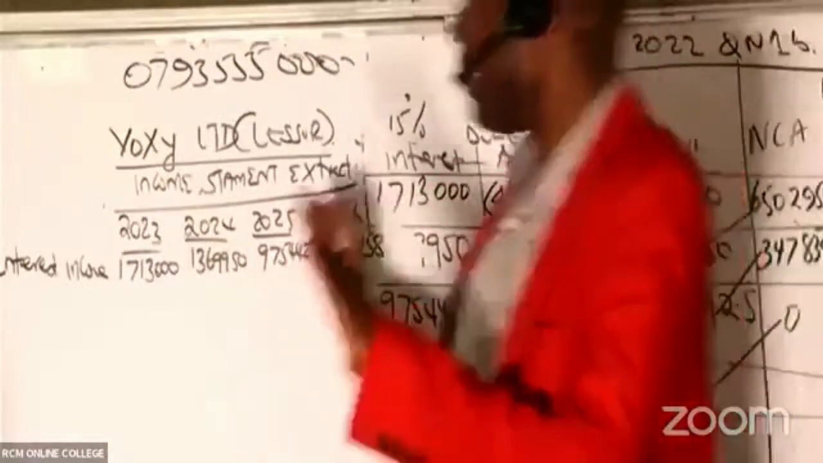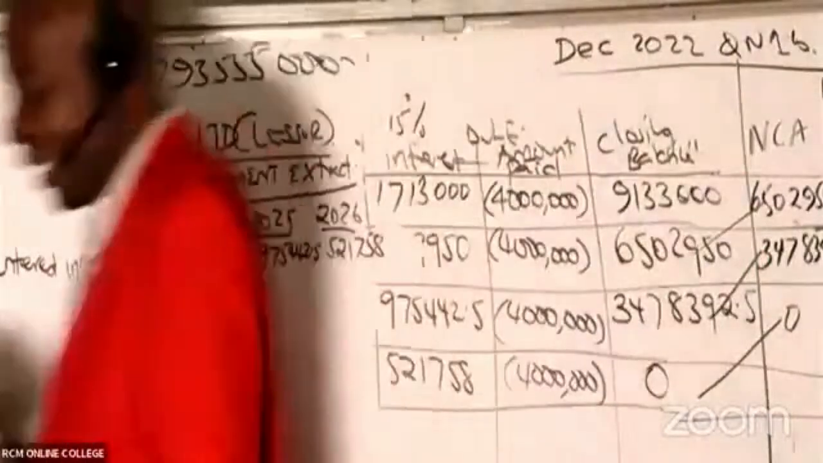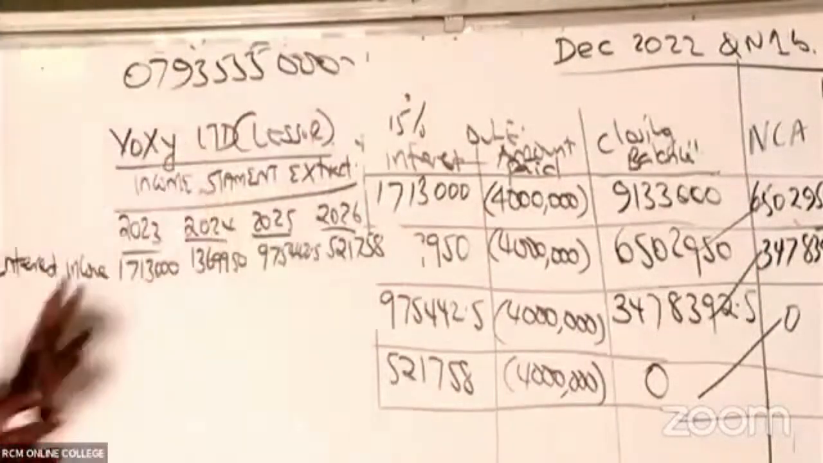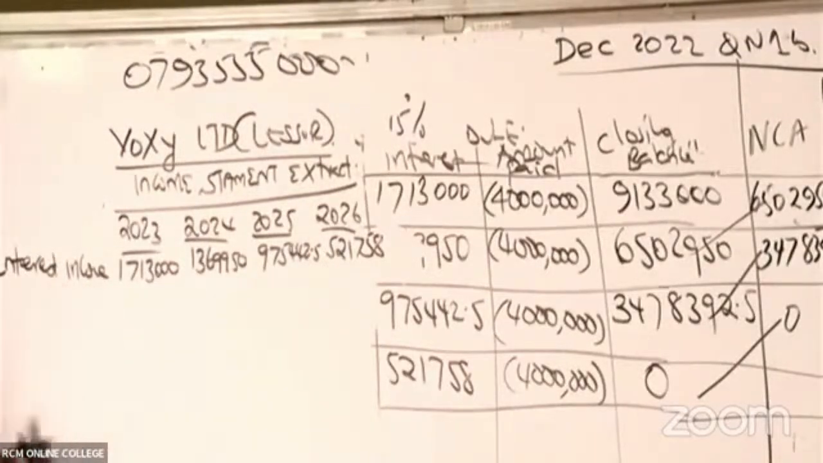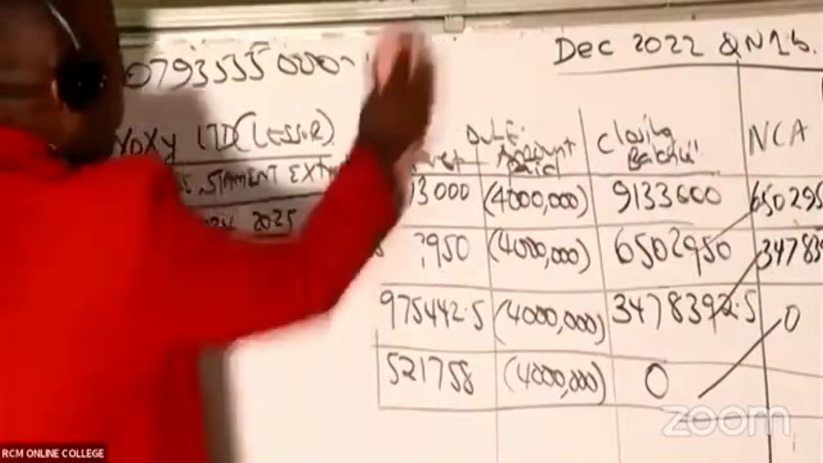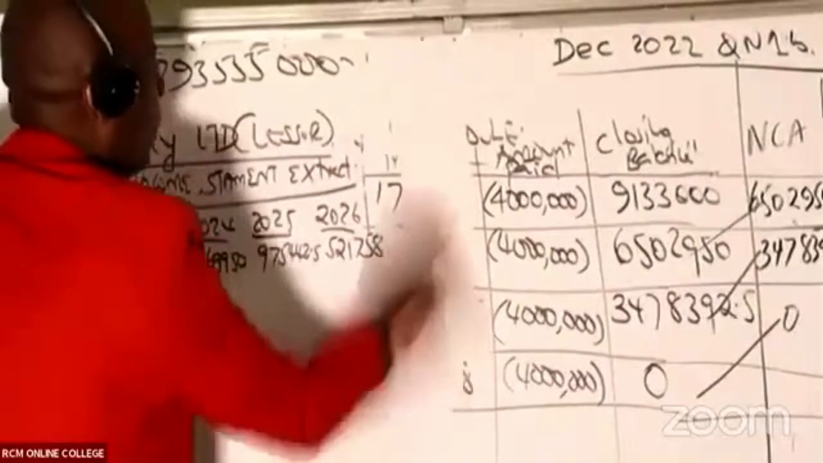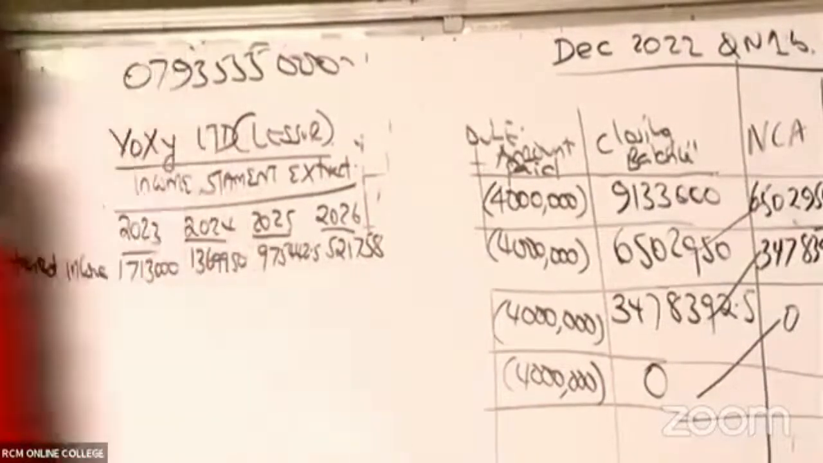So that is the end. And again, you come and give us Voxy Limited, end of income statement. Voxy Limited, lessor.